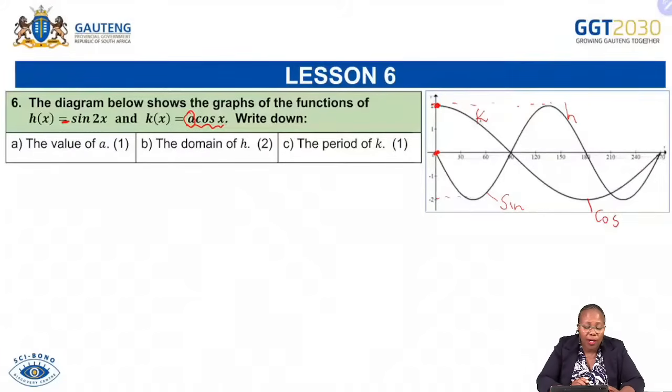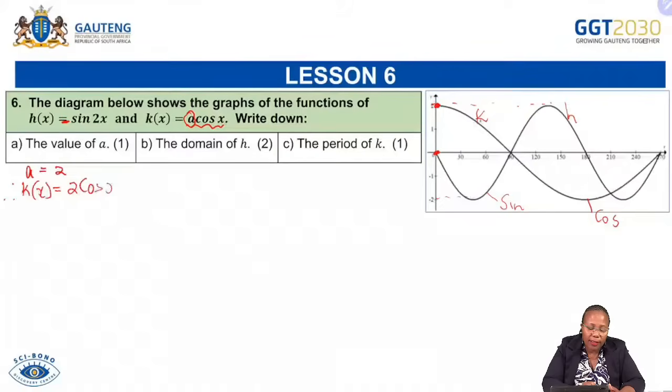maximum value. Happy, it is 2. That means the value of A is equal to 2. Basically, it means now the equation of k at x is equal to 2 cos x. 1 mark for the value of A there.